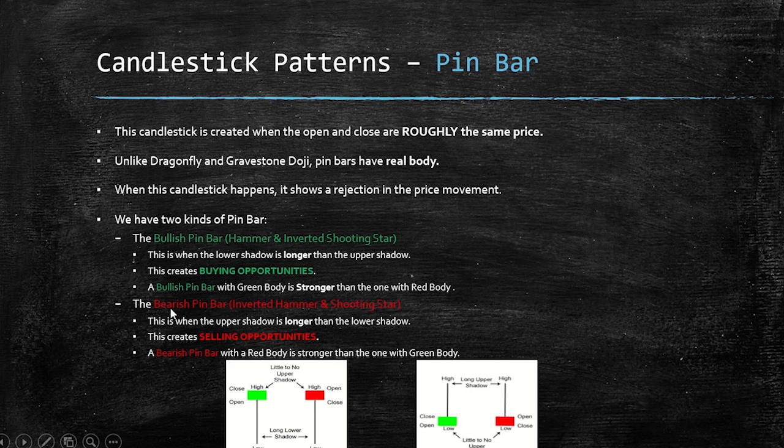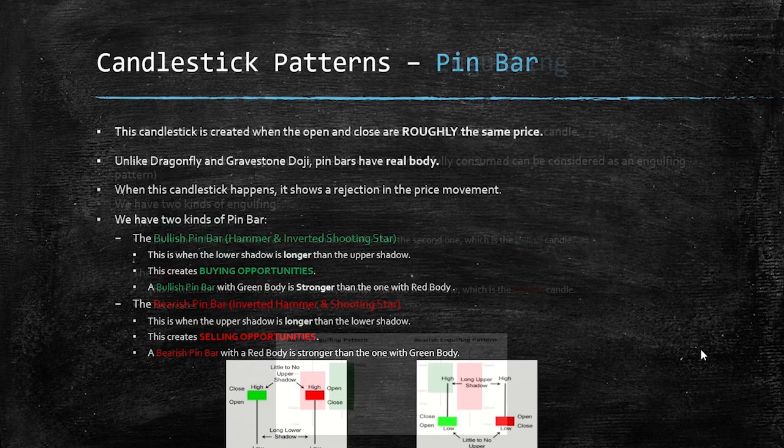Moving on to the second part, a bearish pin bar, which has the inverted hammer and shooting star. Again, this picture over here. You can see this one is an inverted hammer because it has a green real body, and this one is a shooting star because there's a red real body. This is when the upper shadow is lower than the lower shadow, and this creates what? Selling opportunities. A bearish pin bar with a red body is stronger than the one with a green body.